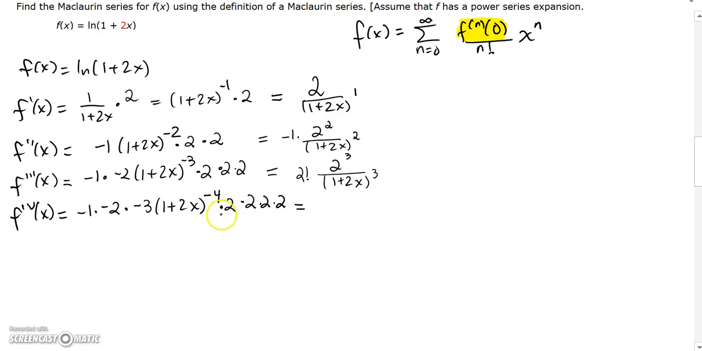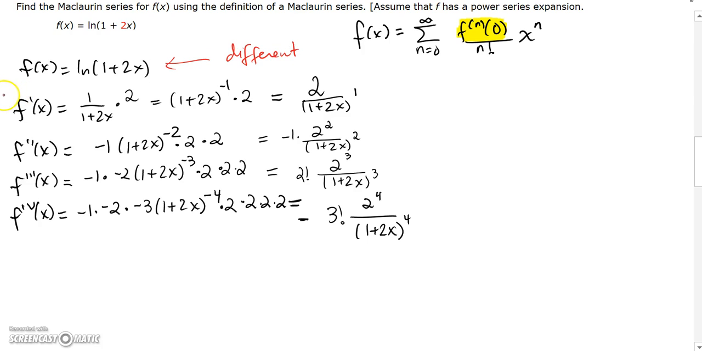And for the next one, I have four 2's, so 2 to the 4th in the numerator. And then I have 1 plus 2x to the 4th in the denominator. Then notice I have the 1, 2, 3, which is just 3 factorial. And then I have a negative out in the front. So let me clean that up a little bit. Okay, let's try to see the pattern. This one looks different from the rest of them, so I'm not going to worry about that for right now.